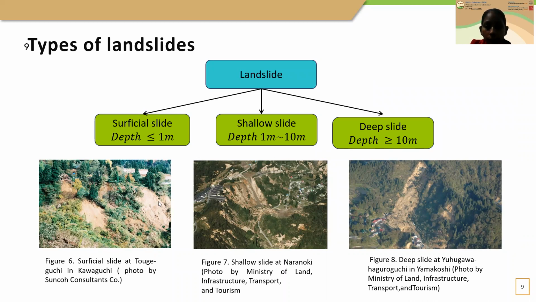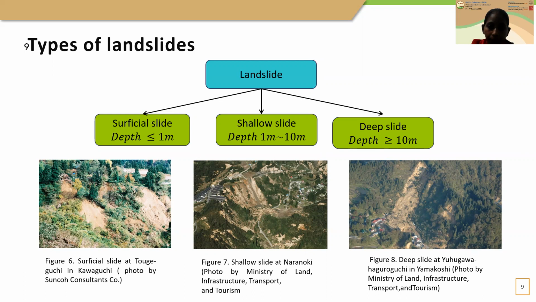Here I have classified three different types of landslides according to the depth of the slip surface to carry out the statistical analysis to find the relationship between landslides and each factor. If the depth of the slip surface is less than or equal to 1 meter, we have classified those as surface slides. If the depth is between 1 meter and 10 meter, we have considered those as shallow slides, and if the depth is greater than or equal to 10 meter, we have considered those kinds of slides as deep slides.